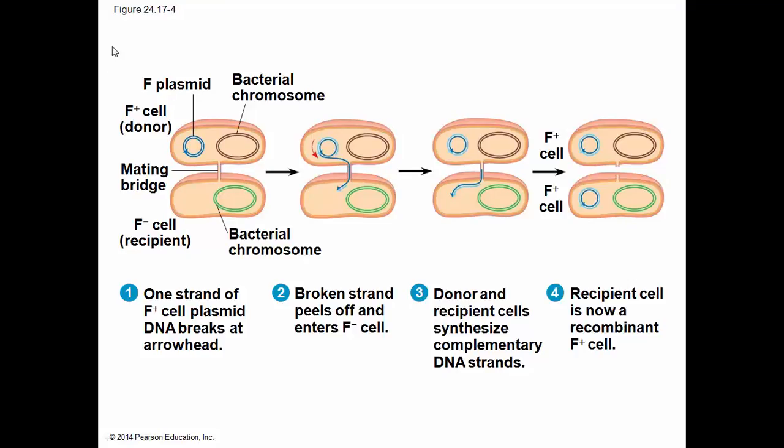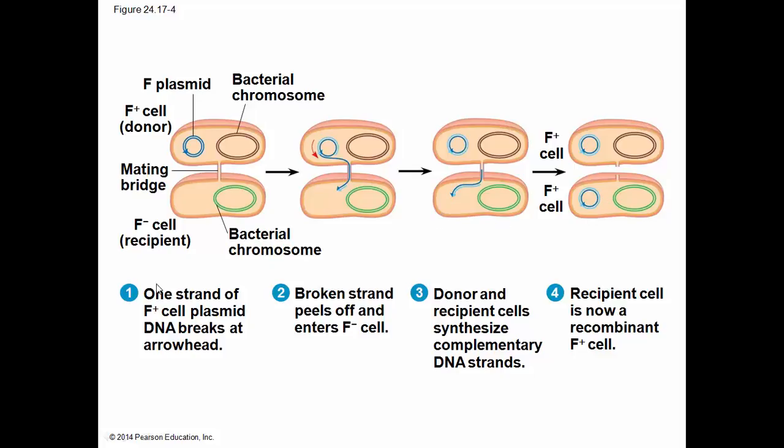Okay, so here's the F plasmid. Remember, the plasmid is this little circular chromosome-like piece of DNA in the bacteria. Here, the bacterial chromosome is somewhat distinct. Here's the mating bridge, or the sex pilus. It transfers that F plasmid into the new bacteria, and that new bacteria then takes on that F plasmid trait. And it can also transfer bits of other DNA during that transfer.